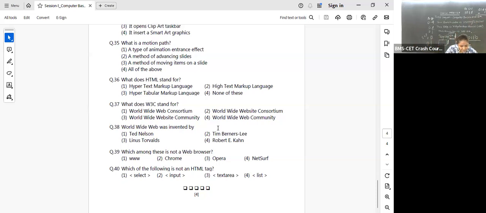And the last one is, which of the following is not an HTML tag? Now, since you must not be aware of this, please mark the last one, that is the list tag.